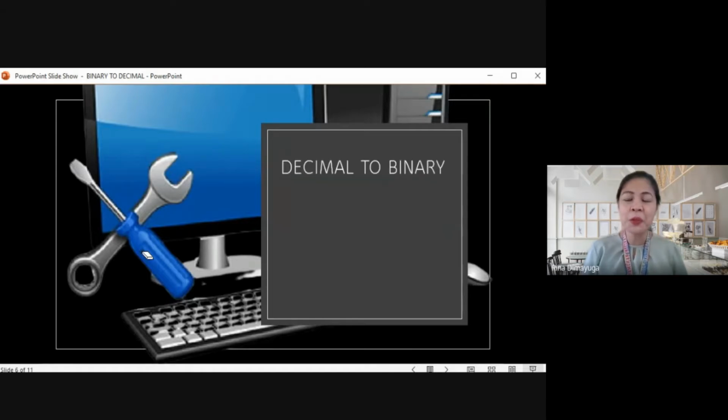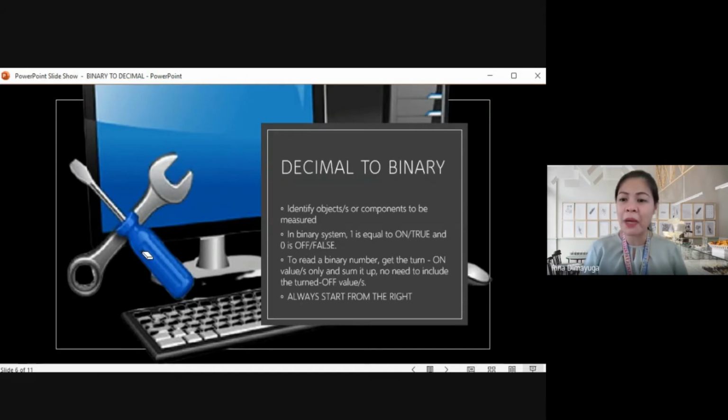Here's what we have to do to convert the decimal to its binary digit. First, you'll have to identify the object or the components to be measured. Next, in the binary system, take note that 1 is equal to on, or true, and 0 is off, or false. To read a binary number, get the turned on values only and sum them up. No need to include the turned off values. Always start from the right.